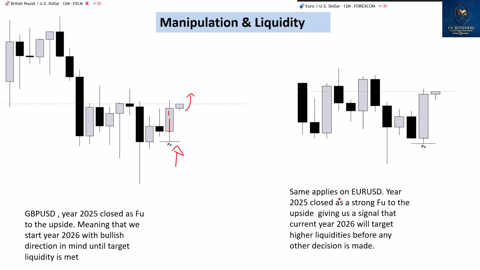The same applies on EUR/USD. Year 2025 closed as a strong FU to the upside, giving us a signal that this current year 2026 will target the higher liquidities before any other decision is made. So we have a strong FU to the upside.